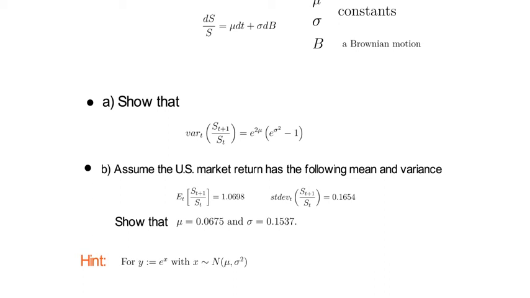and variance sigma square, then it holds that the standard deviation of y equals the expectation of y times the square root of e to the sigma square minus 1.